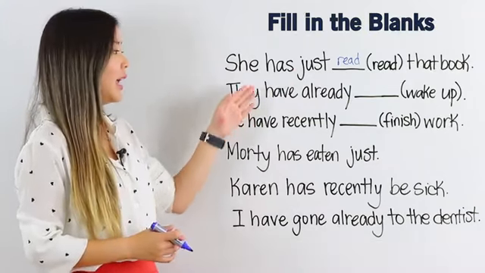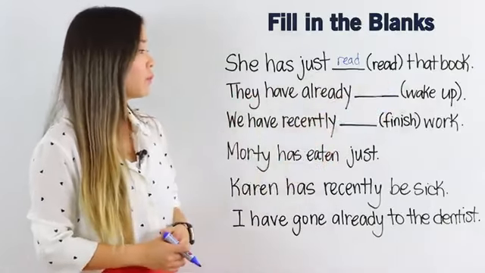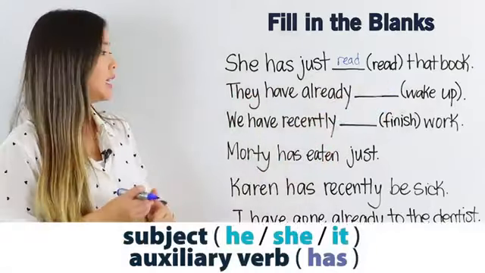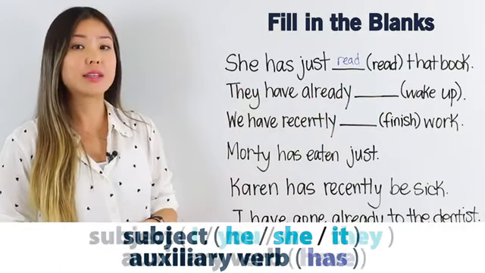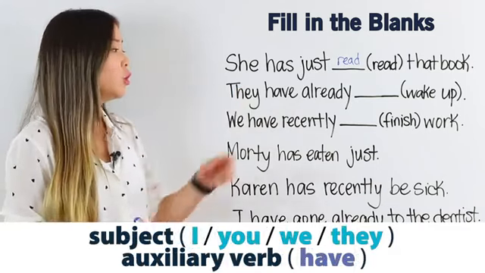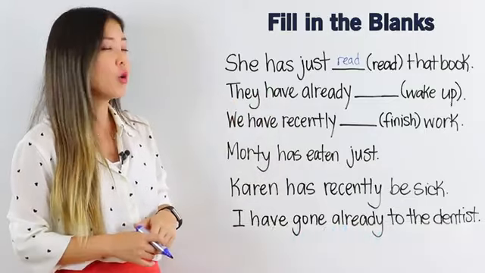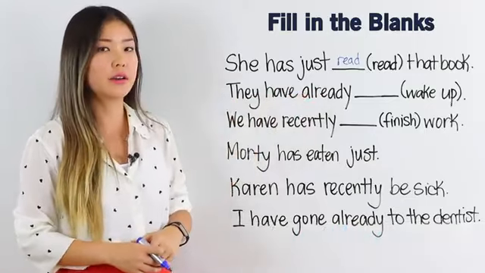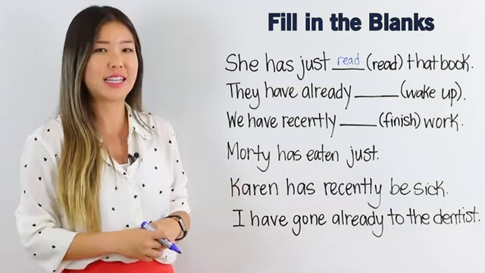Next, it says they have already, and the verb is wake up. If the subject is he, she, or it, we use has. But if the subject is I, you, we, or they, we use have. So that's correct. They have. Also, we have the word already here to show that it happened recently or that it finished recently.